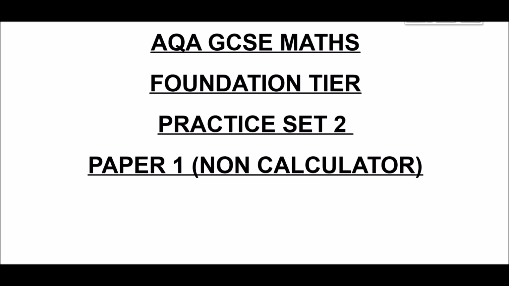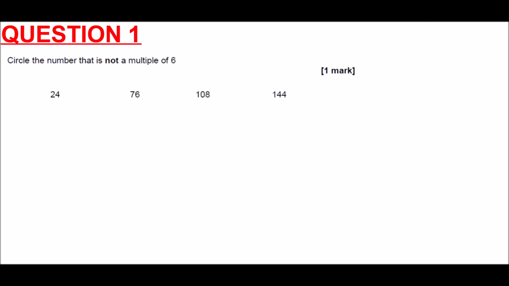So I'll just get straight into it this time, but feel free to skip on to questions you're struggling with rather than sitting through questions you know how to do, if you prefer. So, first question, we have to circle the number that's not a multiple of 6.